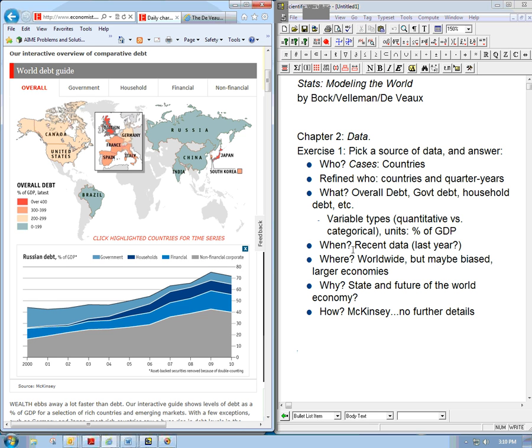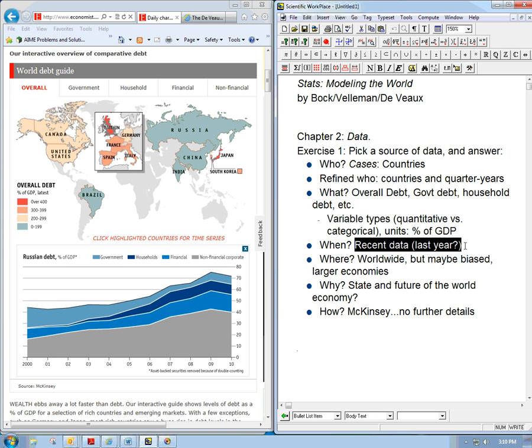And then of course we have to change the when. So in fact it's the last few years. Now notice for Russia they only have it from 2000. Wouldn't make sense to go back to 75 when they were communist. It'd be almost impossible to get the data and they wouldn't be accurate. Notice that the data here is only yearly instead of quarterly.